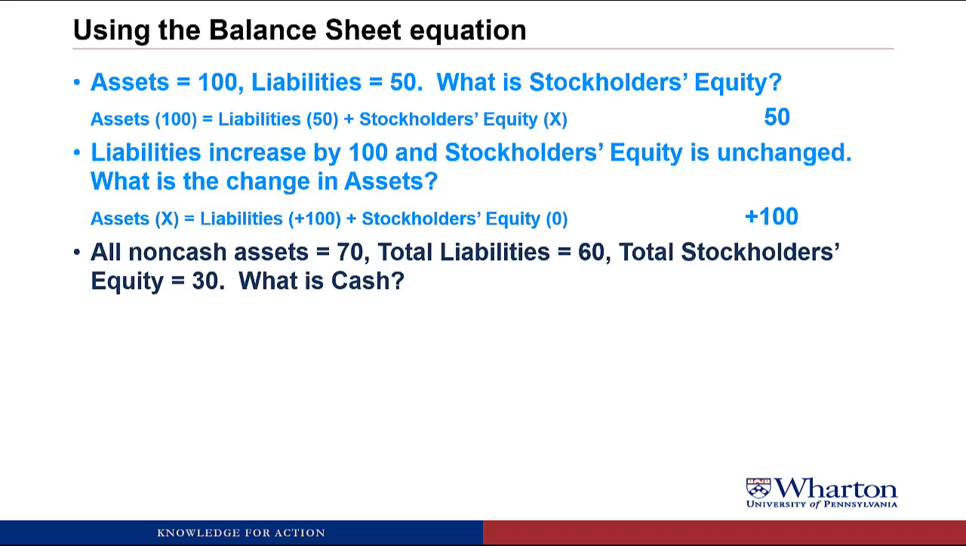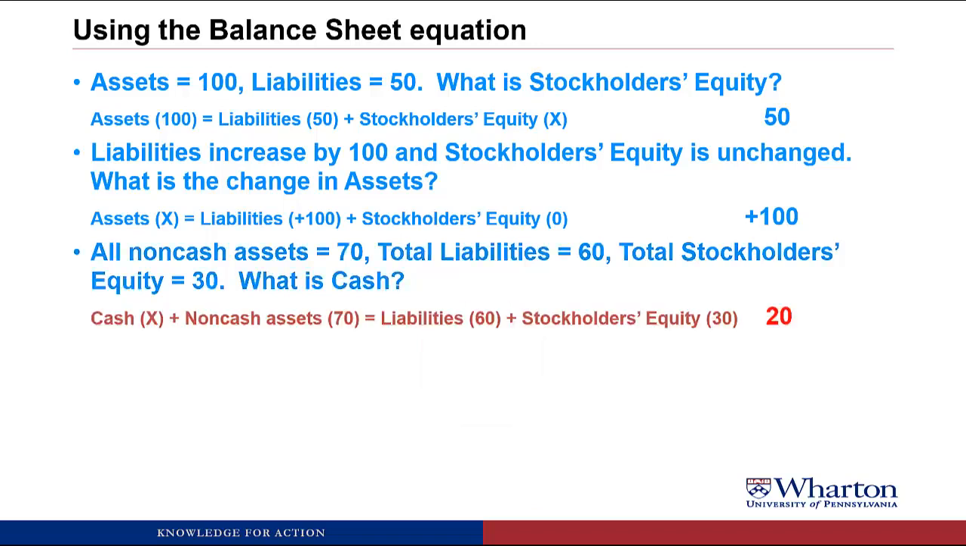Next, all non-cash assets are 70. Total liabilities are 60. Total stockholders' equity is 30. What is cash? We can use the balance sheet equation for this one if we separate assets into cash and non-cash assets. So we have liabilities of 60 and stockholders' equity of 30. That's 90 on the right-hand side. Non-cash assets are 70. The only thing missing is cash, which has to equal 20 so that we have 90 on each side.